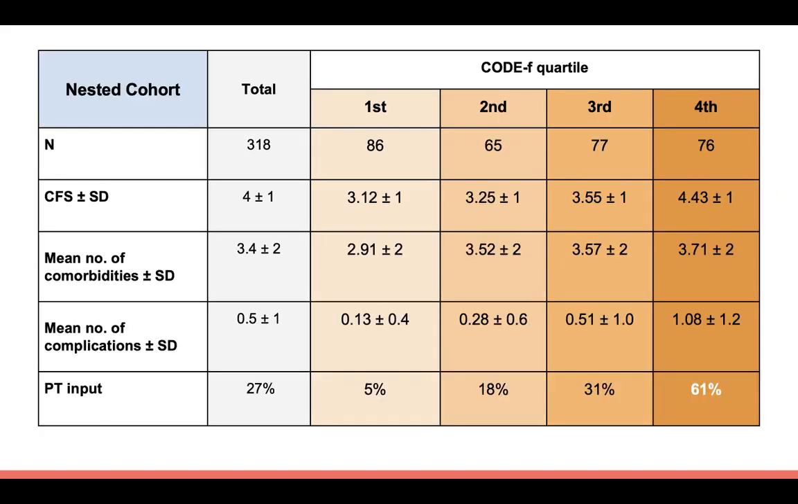Moving on to the nested cohort, the results follow the pattern from the main cohort. Similarly, as we move up the CODAF quartiles, the CFS, the number of comorbidities, and the number of inpatient complications are sure to increase. And most importantly, more than 50% of patients in the 4th quartile require physiotherapy input before they are able to be discharged home, compared to only 5% of the patients in the 1st quartile.